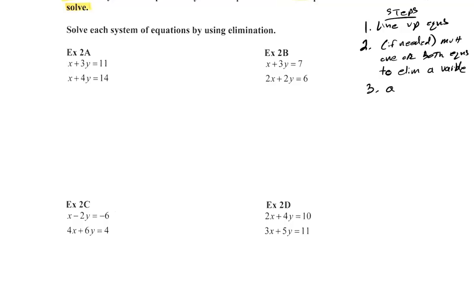Three, add and solve. And then four, don't forget to substitute the solved variable back in to find the remaining variable.